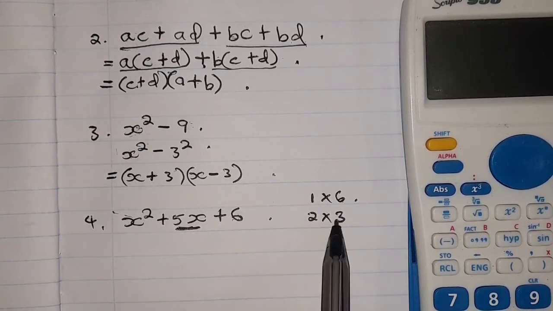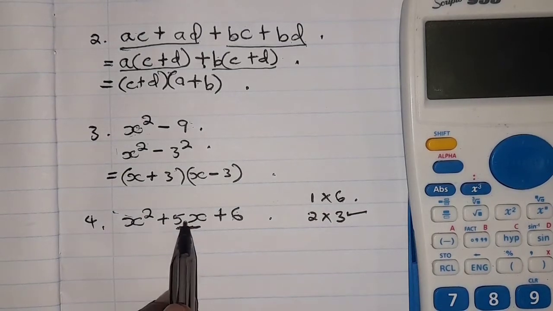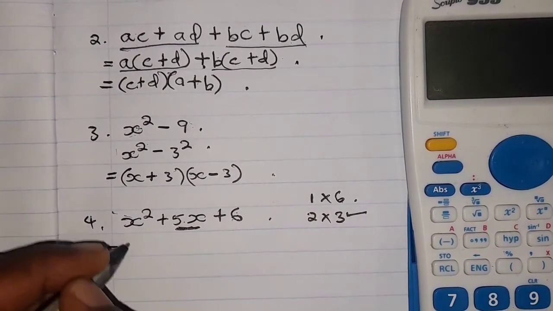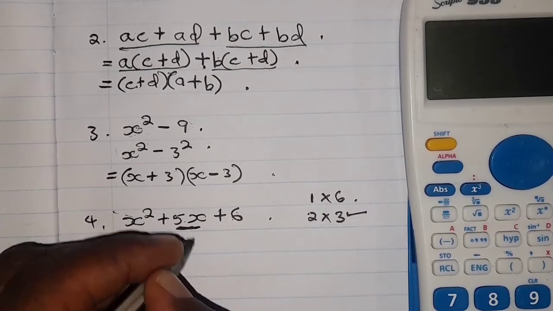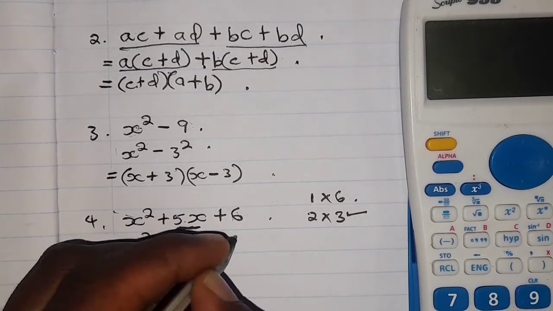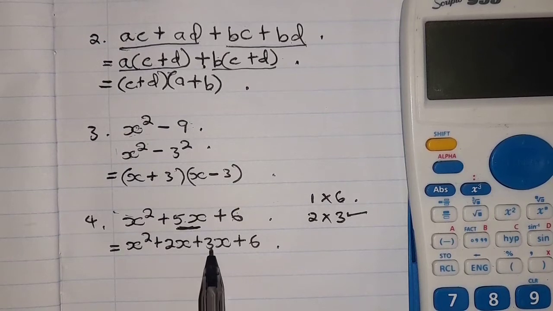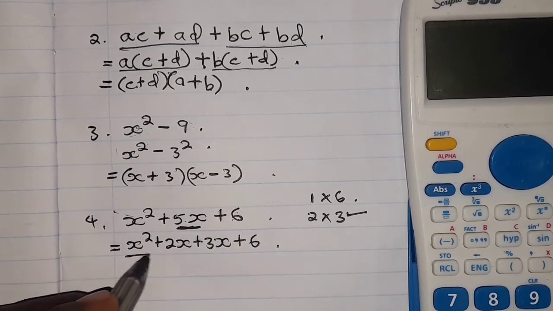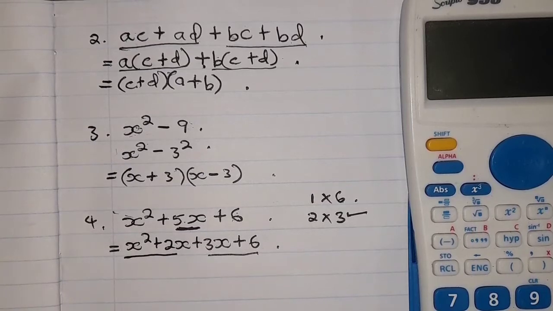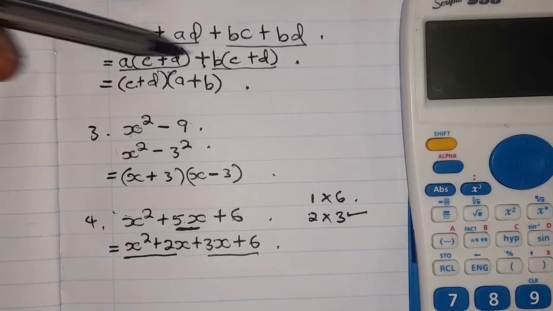These are factors of 6, but these 2, if we add them, they will give us a 5. So we are going to say x squared plus 2x plus 3x plus 6. You should notice that 2 times 3 gives us 6, but 2 plus 3 gives us 5. Now we have 4 terms, just like we had on the previous expression.